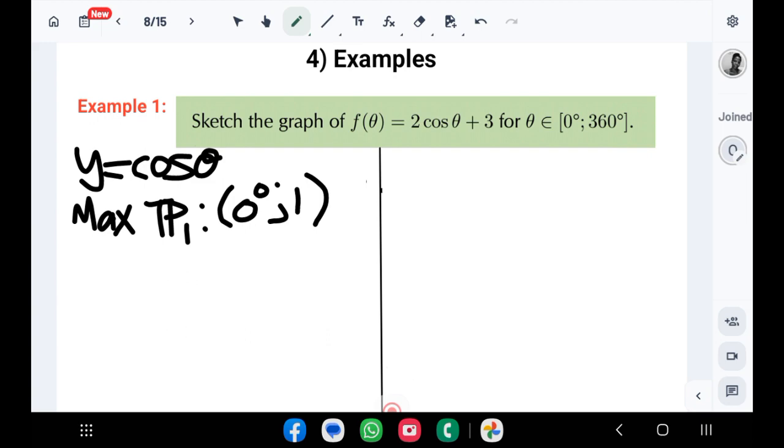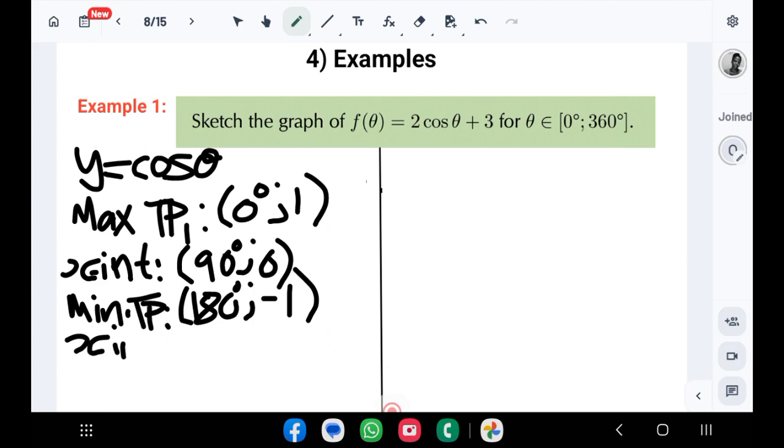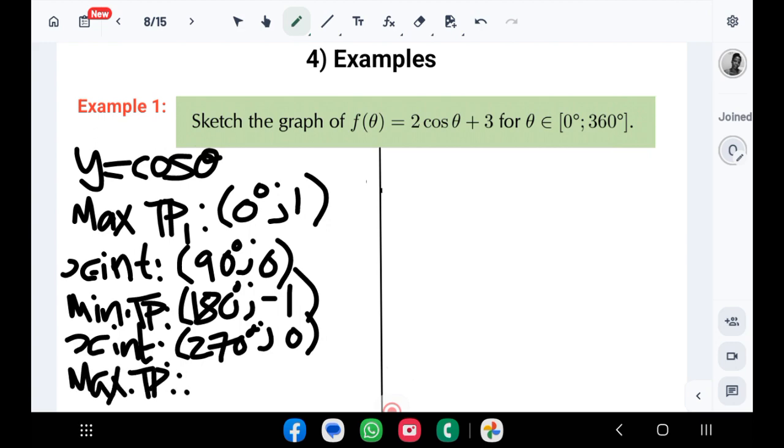And then the next thing that comes is your x-intercept. The first x-intercept will be at 90 degrees and 0. And then the next thing that comes is the minimum turning point. The minimum turning point will be at 180 degrees and negative 1. And then you have another x-intercept, and that will be at 270 degrees, 0. And then the last thing is the second maximum turning point, at 360 degrees and 1.